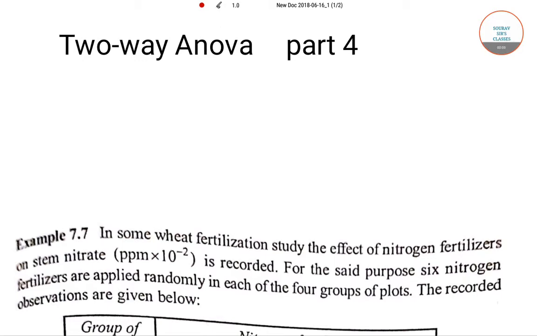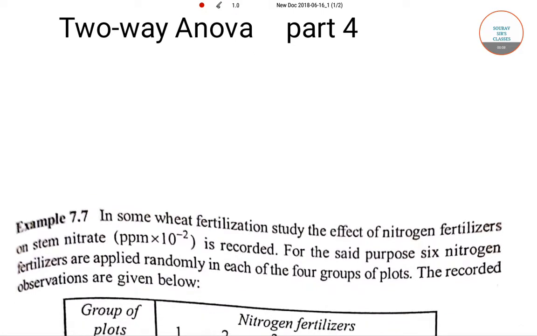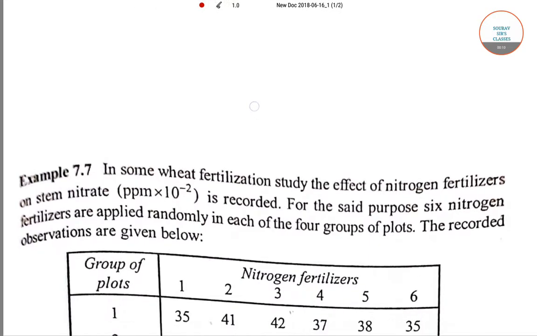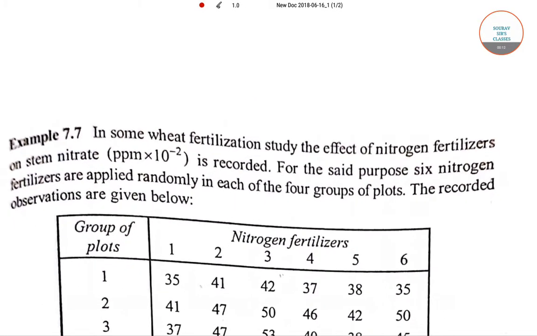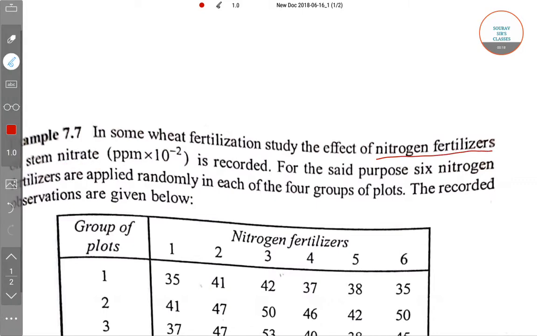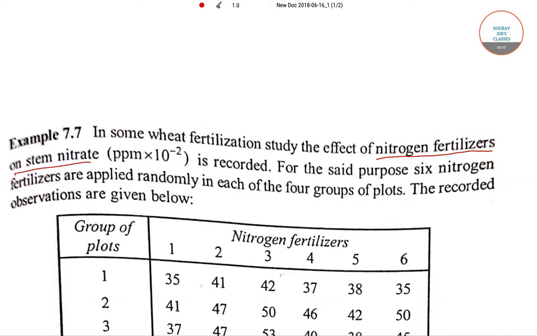This video is two-way ANOVA part 4, and in this video I will be solving the following question. Here a wheat fertilization study is going on, where we have to study the effect of nitrogen fertilizers on stem nitrate. So the effect of nitrogen fertilizers on stem nitrate is being recorded.